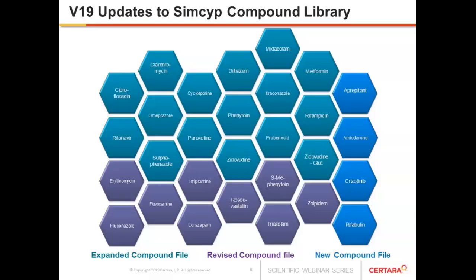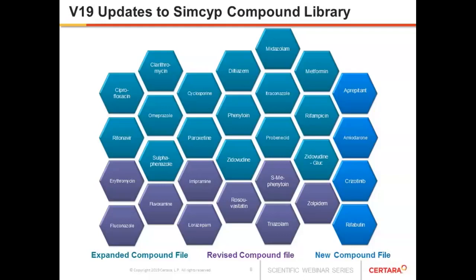Just wanted to summarize here the compounds that we've looked at as part of the updates of version 19. The first one is coloured sort of the green colour here. These are compound files we've looked at expanding, where additional information has been made available in the literature. We also have a number of compounds where we've revised the files based on distribution and clearance parameters. And the final one, in the blue column on the right, we have the 4 compounds that have been added as new files in version 19.